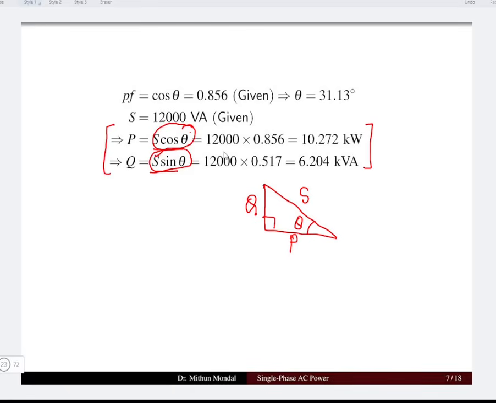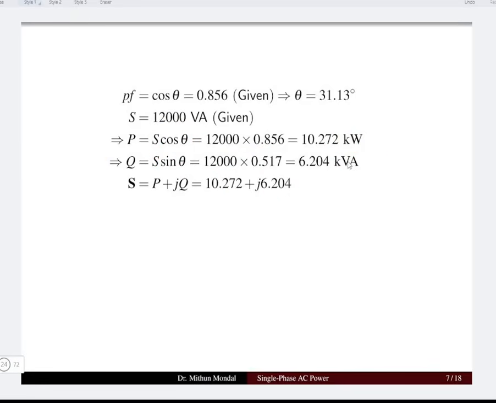So we can substitute the values of the complex power, the power factor, and the sin theta value, and we will get the real power and the reactive power. The real power unit will be in kilowatt, the reactive power unit will be in kVAr. So the total complex power is nothing but P plus jQ. The real part is the real power, and the imaginary part is the reactive power. Here the unit will be kVAr, reactive.